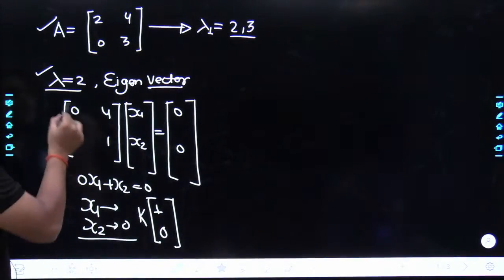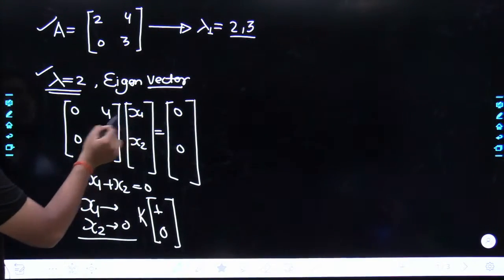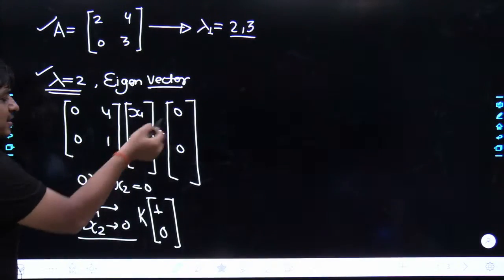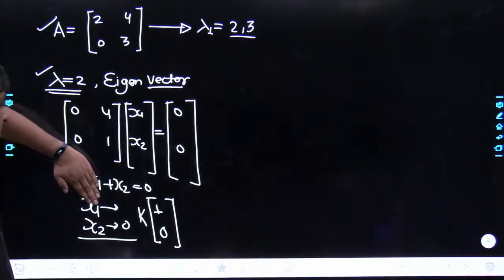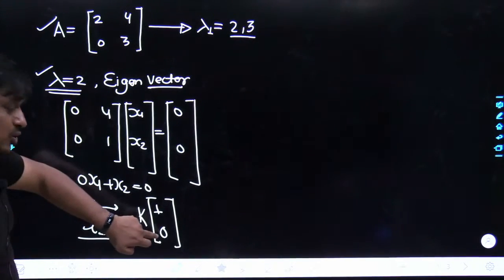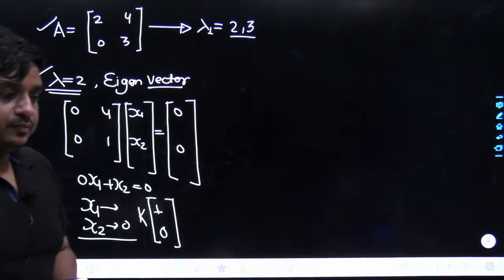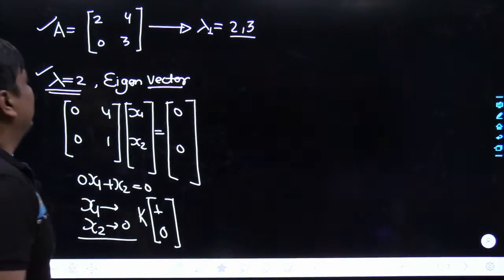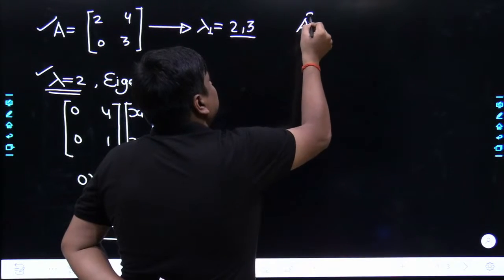Now let me calculate the eigenvector corresponding to lambda equal to 2. I'll feed A minus lambda I, multiply with x, and compare with 0. At the end of the day, the result we got is x2 equals 0, that means x2 is going to be 0, whereas x1 could be any real value. Now, the next important thing: you had to get A square.